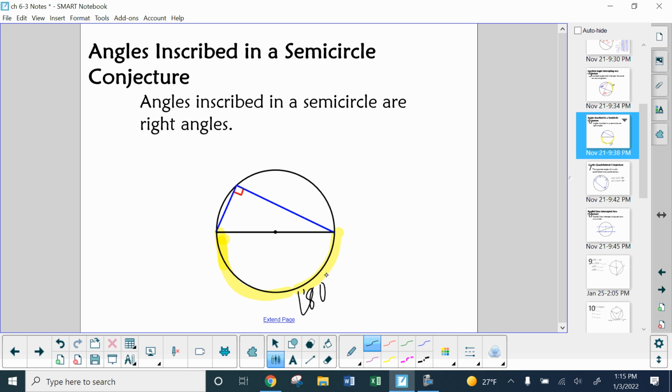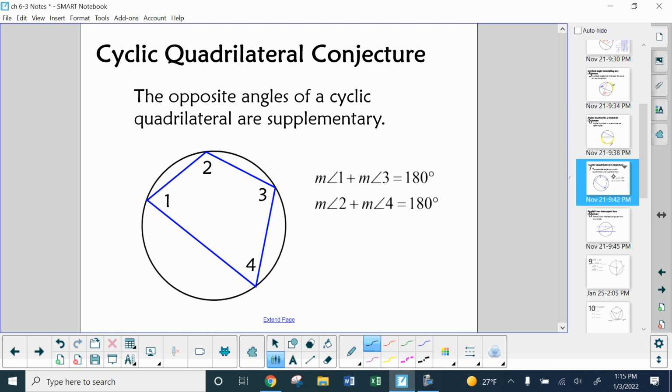Okay, the next one is called a cyclic quadrilateral. It just really means you have a quadrilateral inside a circle. Its vertices are on the circle, called a cyclic quadrilateral. The opposite angles in a cyclic quadrilateral are supplementary.